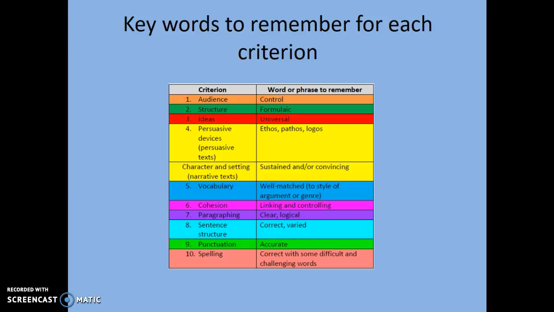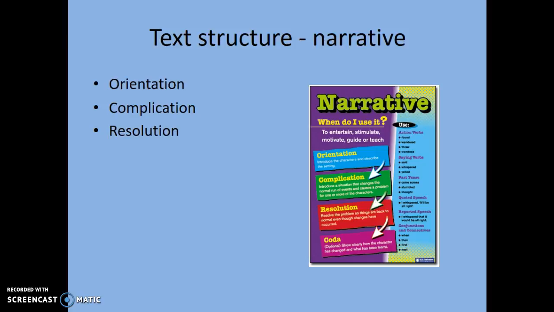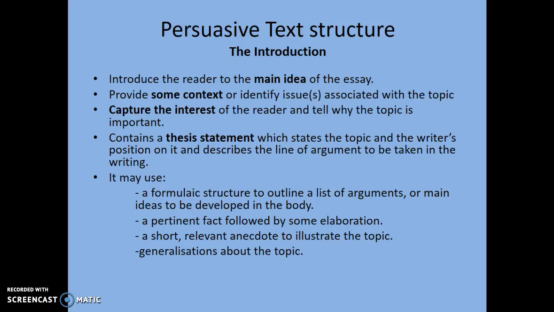So going back to the table that I've come up with here, the word that I encourage you to remember here is formulaic. So just to recap here, text structure for persuasive, what they're looking for is introduction, development of an argument, the body, and a conclusion. And for narrative, what they're looking for is orientation, complication, and resolution. Let's just have a quick look at what that all means.